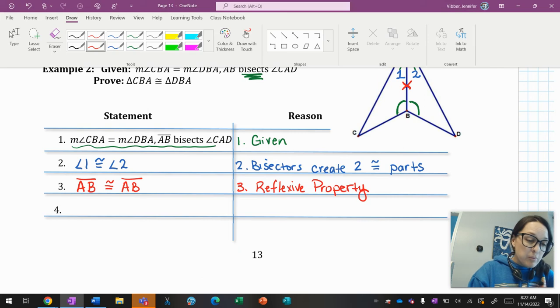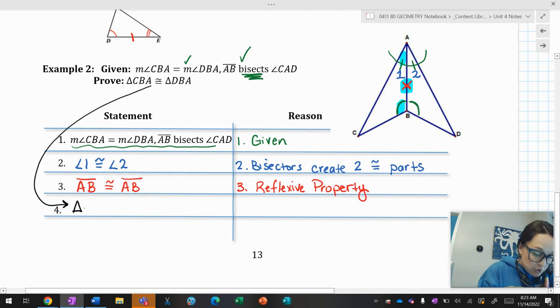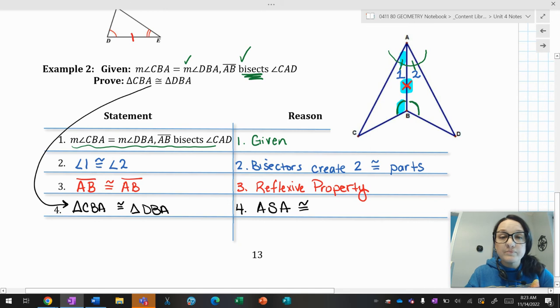And now I'm going to look at my picture again and ask, all right, what have I marked? I've marked three things. I've marked an angle, I've marked another angle, and I've marked the side in between. I have created an ASA scenario. So now I can finish my proof by saying that triangle CBA is congruent to triangle DBA by angle, side, angle congruence. And that's it.